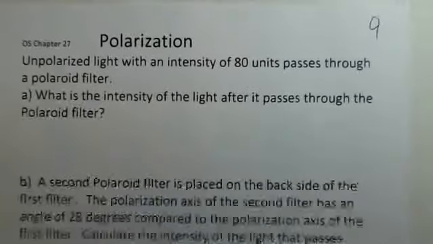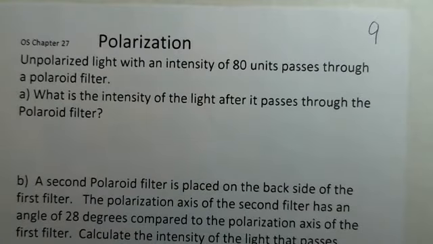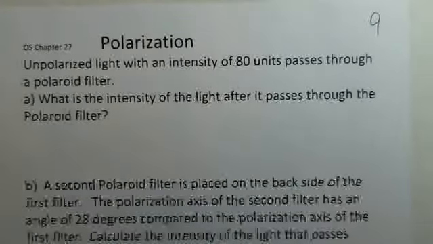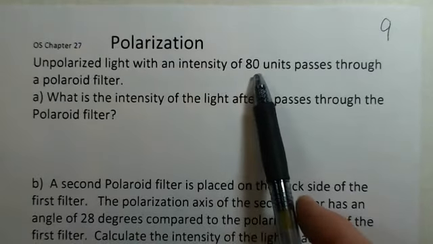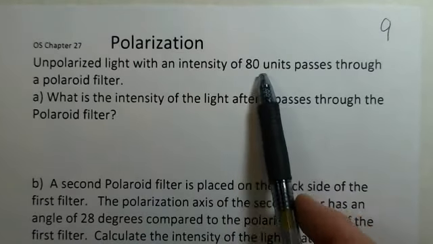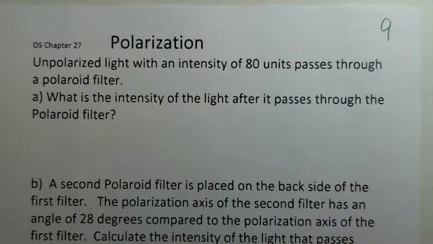Professor Clements with you as we consider Section 8 of Chapter 27 of OpenStax College Physics, the topic of polarization of light. So in this particular problem, let's say we have 80 units of intensity, just arbitrary, 80 units of intensity that's going to pass through one Polaroid filter.